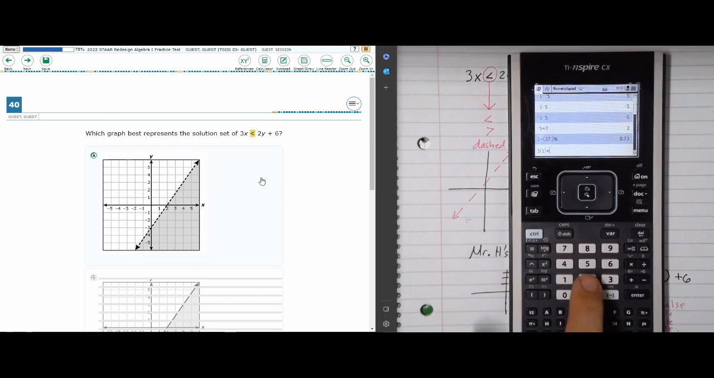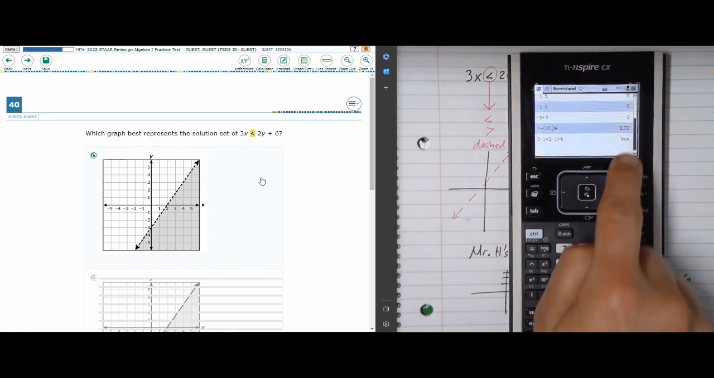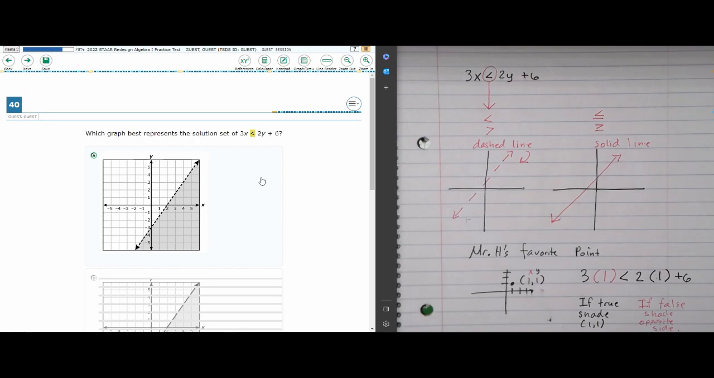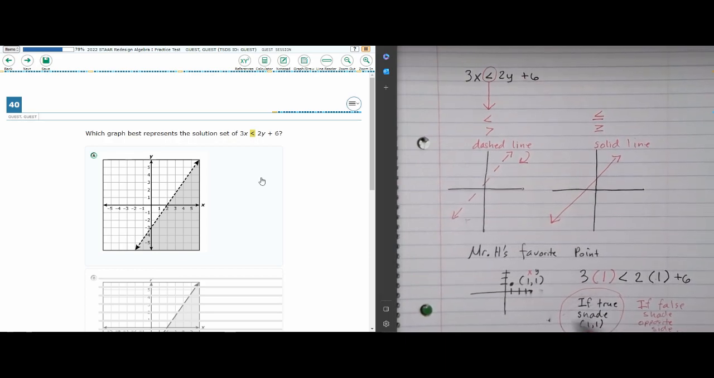And then it says 2 times y. But instead of a y, I'm going to put parentheses and put my y value of 1. And go ahead and close the parenthesis and then put plus 6. Hit enter and notice it says true. Because it says true, then that means (1, 1) must be shaded. So that's the one that's going to get the shading.